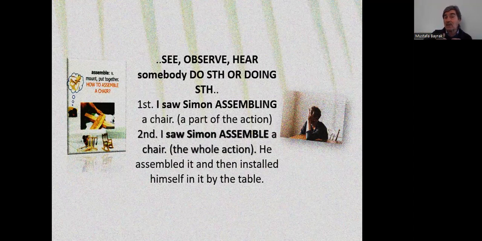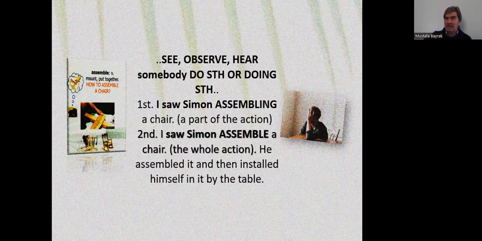Okay, but what about the second one? Completely different. I saw Simon assemble, verb one, plain form, base form of the verb. I saw Simon assemble a chair. So it means I saw the whole action. I saw the complete action from beginning to the end. Okay. I saw Simon assemble a chair, the whole action.